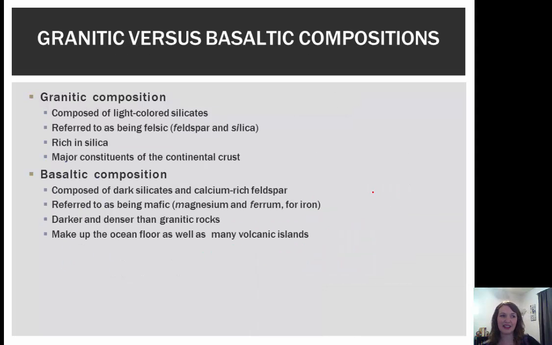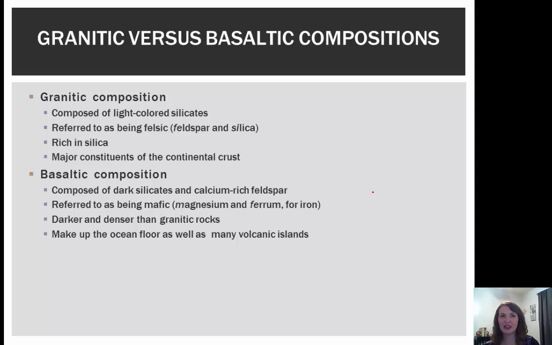Alright, so now getting into a little bit more about granitic versus basaltic compositions. So granitic are our light colored silicates. It's referred to as being felsic because it has feldspar and silica, so it's rich in silica, and it mostly makes up the continental crust.